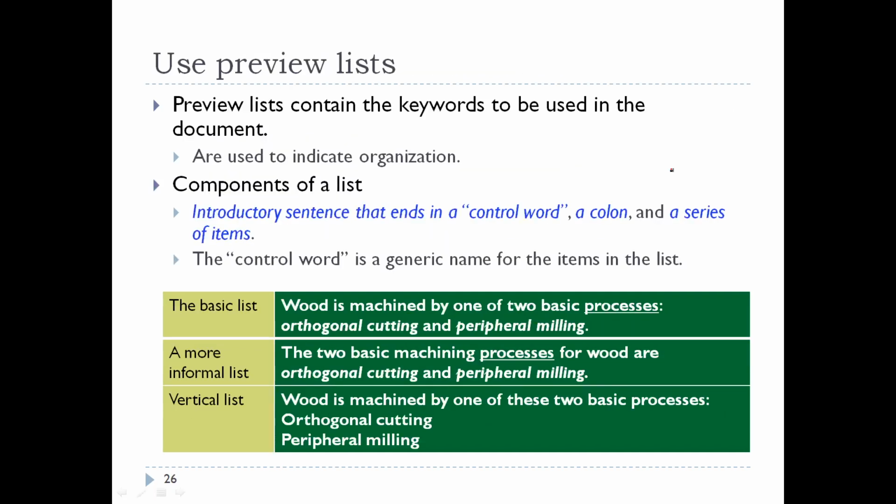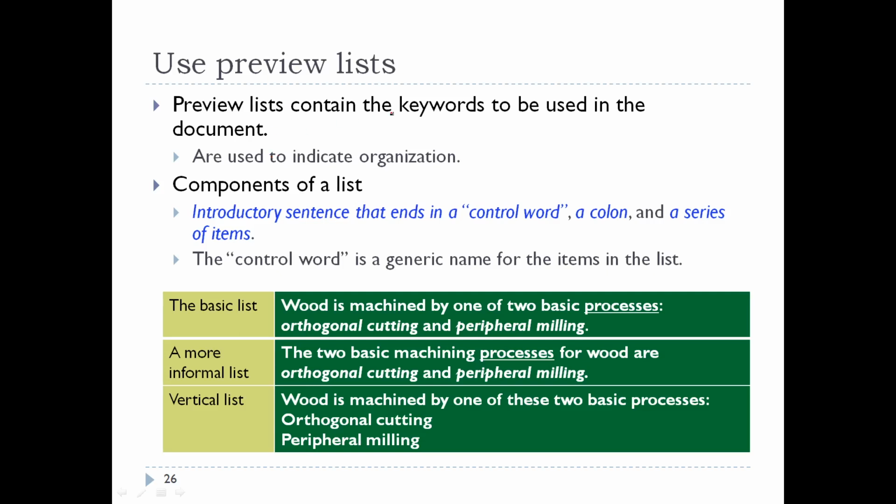Okay, the next thing that we can do in order to improve the organization of a document is to use preview lists. So what are preview lists? These are lists, and lists basically means they have more than one element. Usually those elements are keywords. So preview lists contain the keywords to be used in the document, and they can be used to indicate organization.